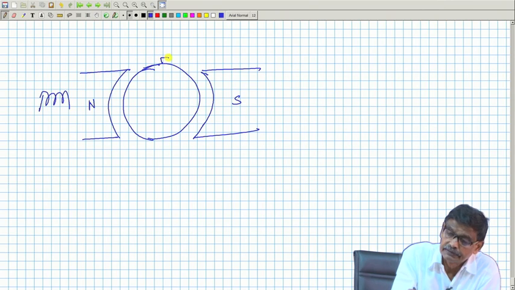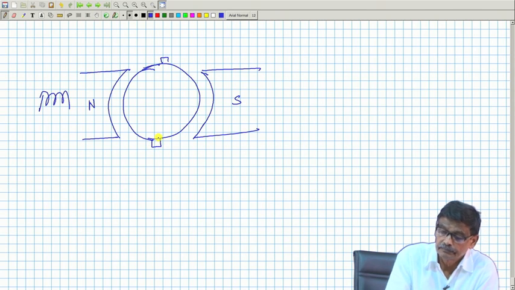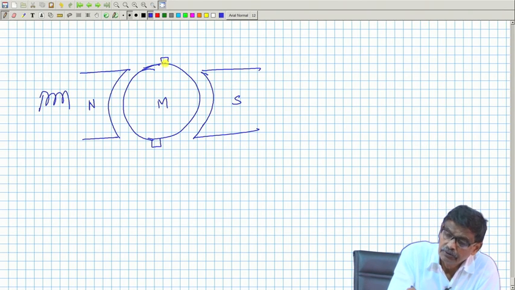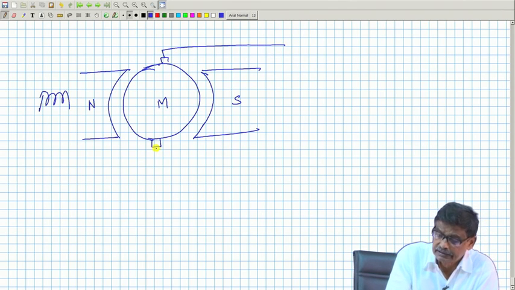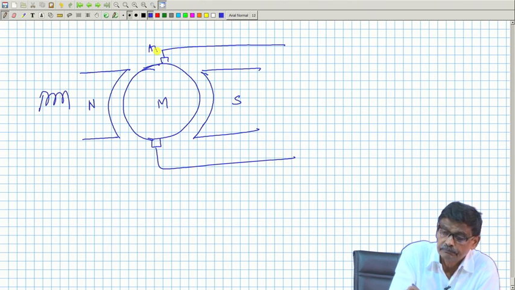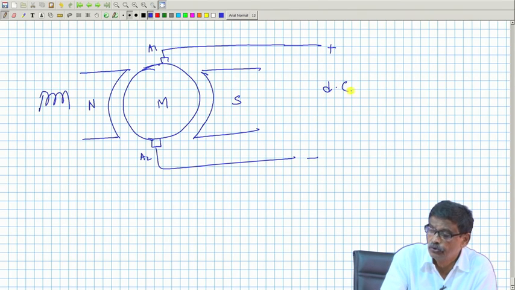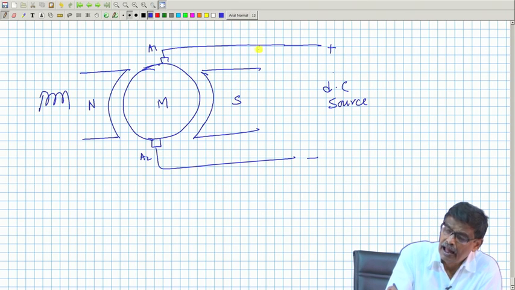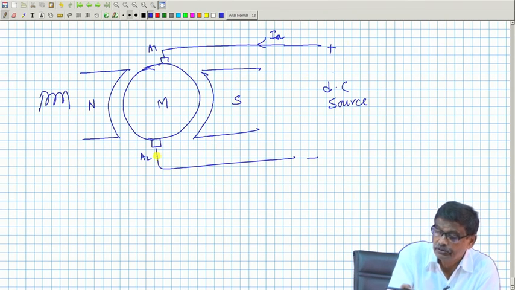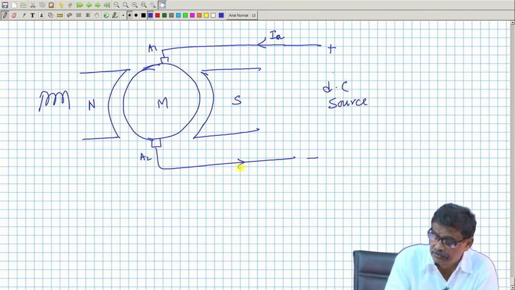And there are brushes. Suppose I say it is operating as a motor. What do I do? I will connect these armature terminals A1, A2 to some DC supply, a DC voltage source, and it will carry some current IA, armature current, to the outside world. Mind you, this is not the conductor current.